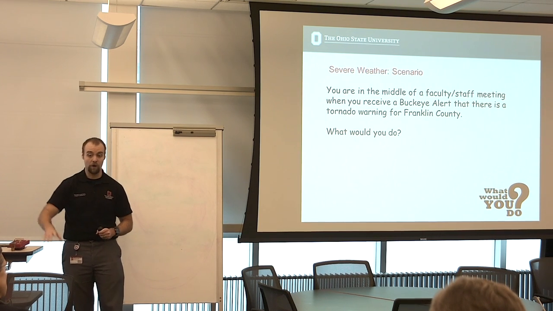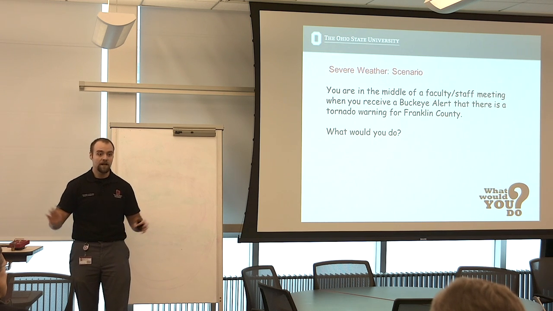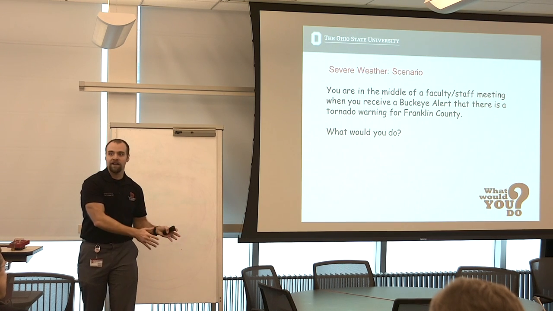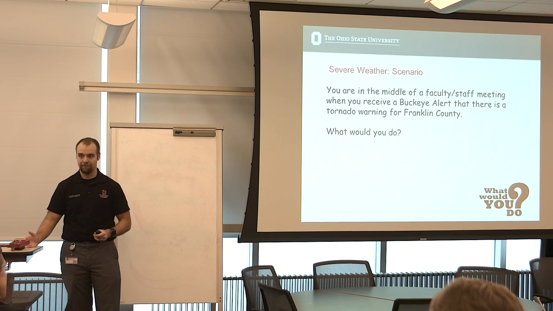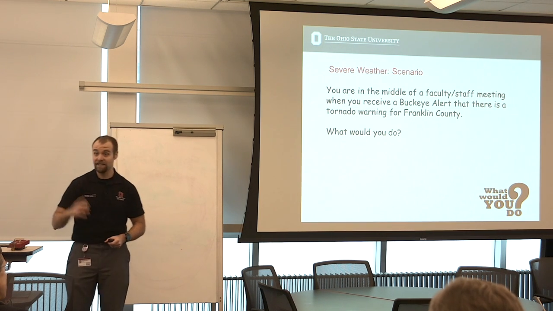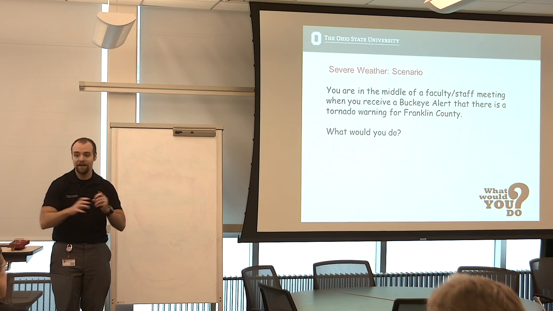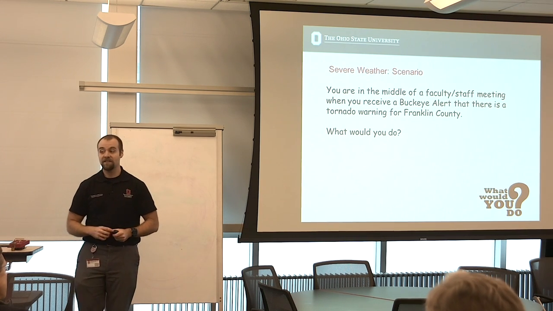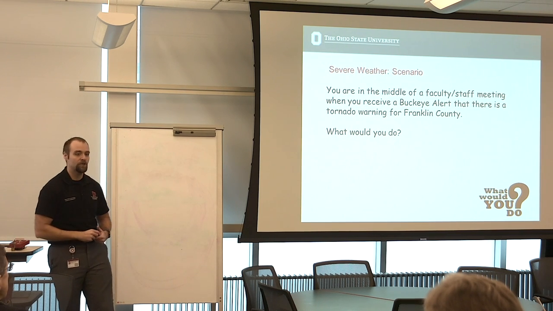So a watch would typically happen first. What a watch means is the conditions are favorable for a tornado, but none is actually going on right now. A warning means we actually have confirmation one has touched the ground in Franklin County. So if you get a text, that means there's one nearby. It's not necessarily on top of you, but there's one nearby. If it's an email, be on the lookout. So you're getting a text. What would you do?